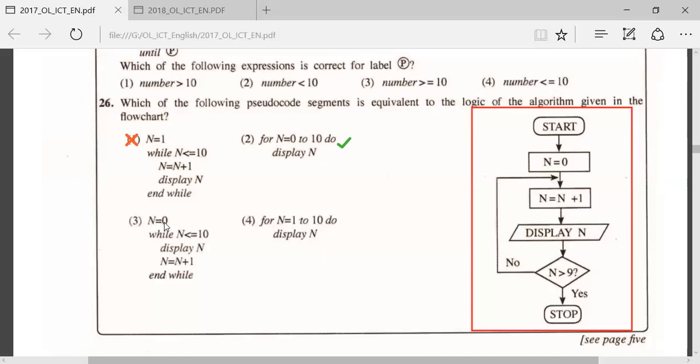N is equal to 0. Before checking the condition, the n equal n plus 1 is done. So there's nothing here. So I will put no. Here it is n is equal to 0 to 10. This is n is equal 1 to 10. Right?